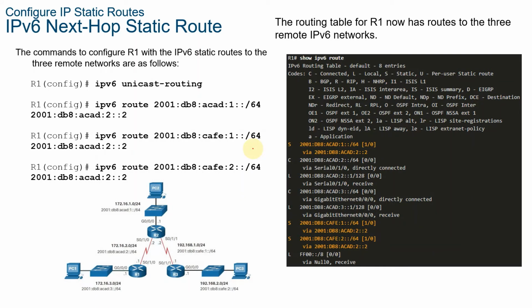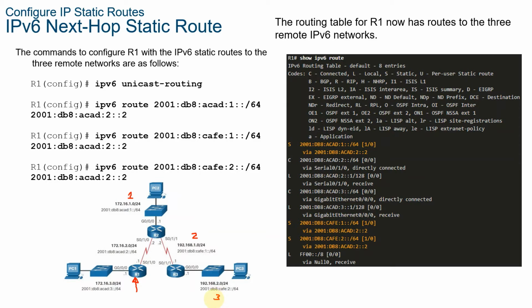Okay, so how about the IPv6 next hop static route? So it works the same with that of IPv4. Okay, so again, considering this topology here, the commands to configure R1 with the IPv6 static routes to the three remote networks are as follows. So again, we have to identify. So we are from R1. This is where we're going to configure the IP route. We first need to identify the remote networks. And the remote network should be, this is your first remote network, your second remote network, and your third remote network.